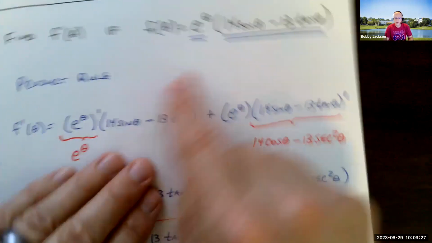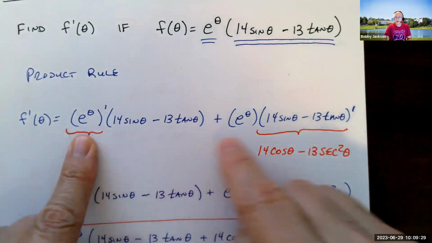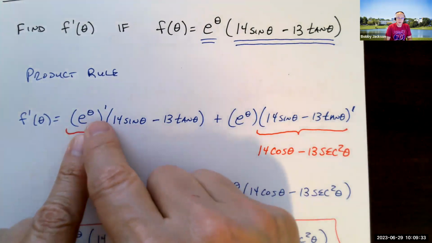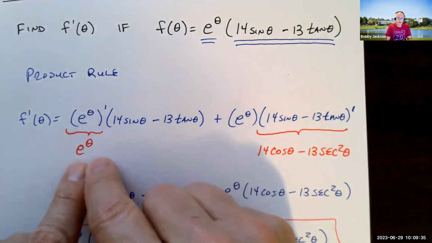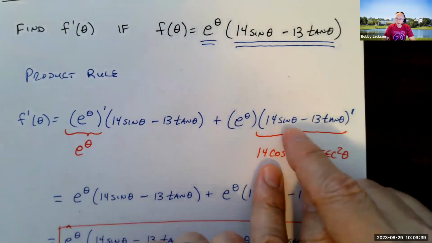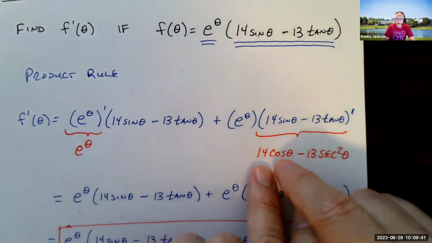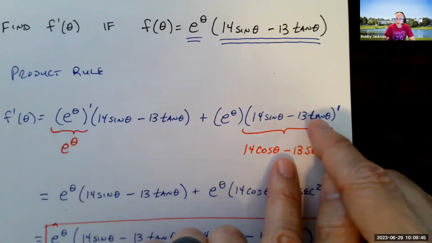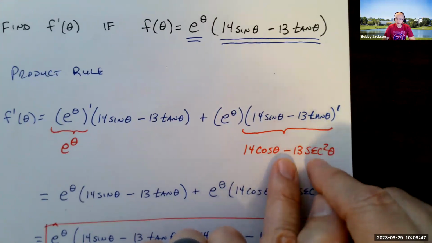I take the derivative of the first function times the second plus the first function times the derivative of the second. Derivative of the first, what's the derivative of e to the theta with respect to theta? Well, that's easy. It's just e to the theta. What's the derivative of 14 sine theta? That's 14 cosine theta, right? Derivative of sine theta is cosine theta. And minus what? 13. Derivative of tangent theta is secant squared theta.